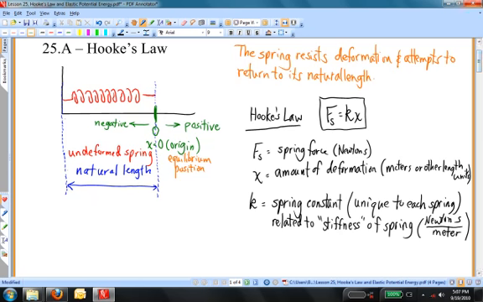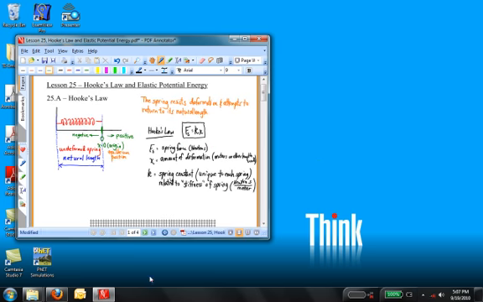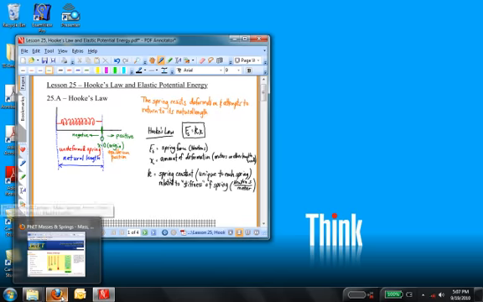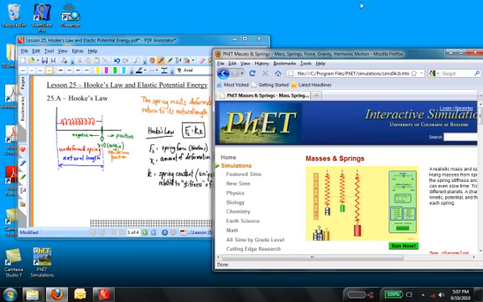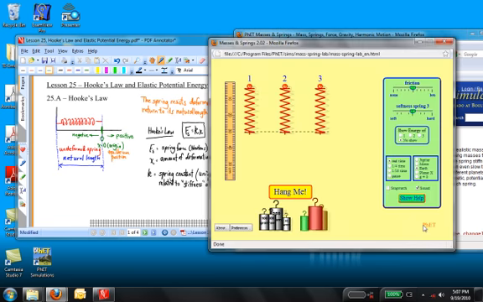So I have a simulation that I would like to show you. This simulation is one that is possible for you to see on Blackboard, and I will try to point that out to you. It's a simulation in which you have various masses and various springs.